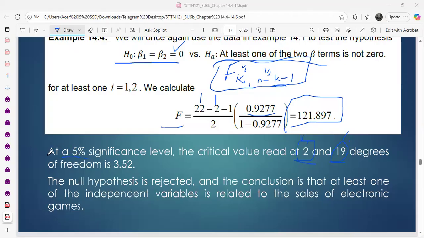Okay, so if you are given the F table, you're going to use the F table for 0.05, and then you're going to check 2 and 19.